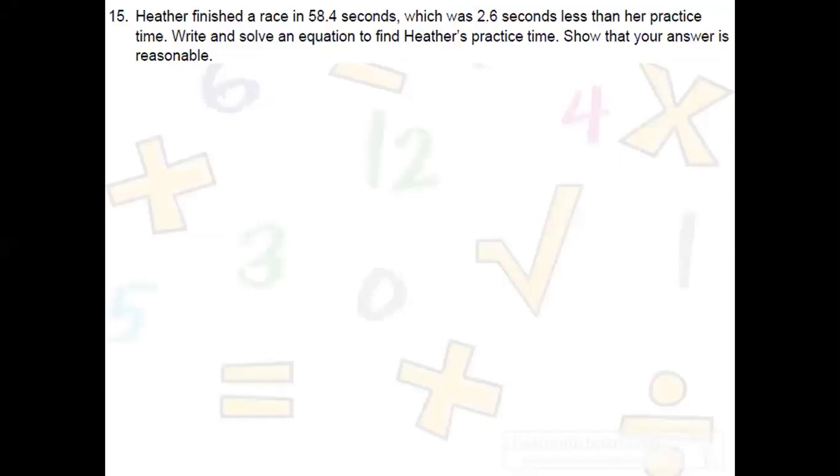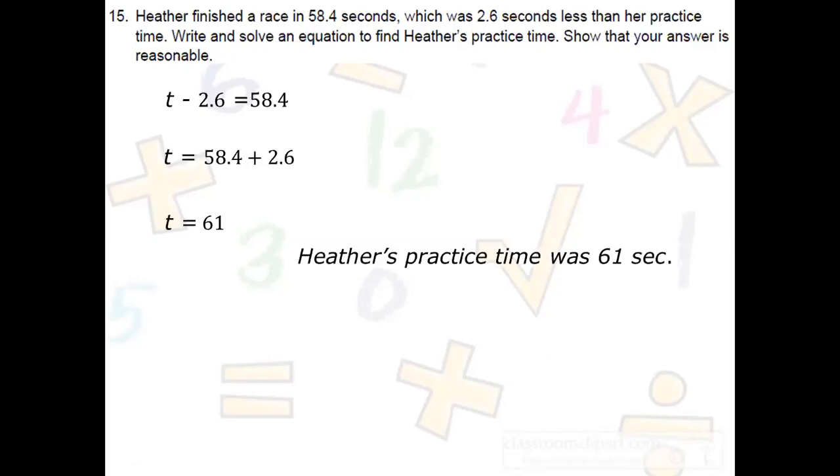Heather finished the race in 58.4 seconds, which was 2.6 seconds less than her practice time. So she has a practice time, but she finished 2.6 less. So this is how you're going to write your equation. There was a practice time, less 2.6 was 58.4. As you know, you can do this perfectly now.